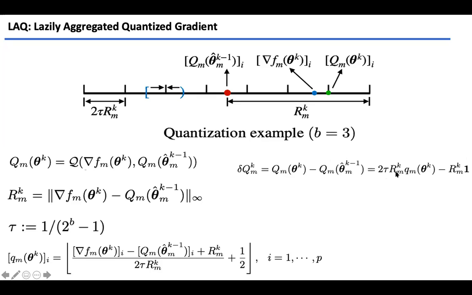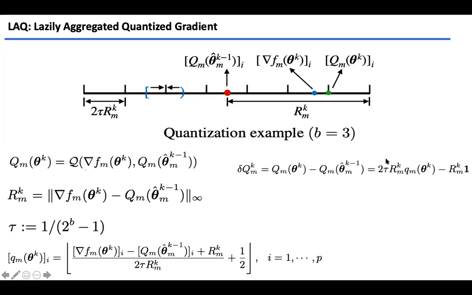So for example, take one choice of q, when q is equal to 2 to the power b minus 1, the last quantization level. If it's equal to that, then this 2 to the power b minus 1 will cancel with the tau, because tau is 1 over 2 to the power b minus 1.